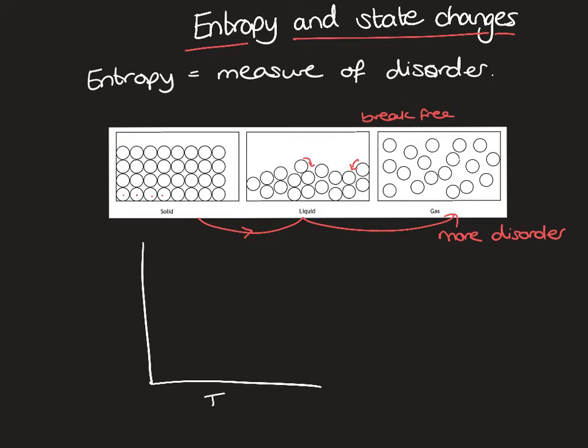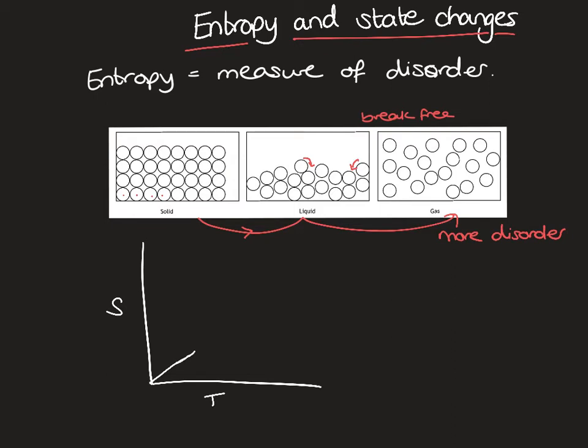If we were to draw a little graph of the temperature versus S, then you would be able to see that the disorder is going to increase, but it doesn't always increase by the same amount. So I'm going to start here. It's not necessarily going to be zero entropy because it would be difficult to have completely zero entropy. So I'm going to start heating up a solid.